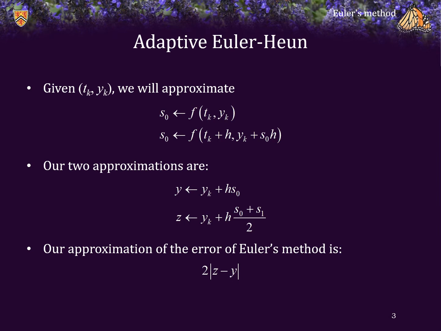Now, our approximation of the error of Euler's method will be twice the difference between these two approximations. Because, after all, if Euler is significantly worse than Heun's method, then the difference between Euler and Heun is probably pretty close to the distance between Euler's approximation and the actual solution. However, just to make sure, we're going to multiply that difference by 2. Consequently, we will overestimate, or at least we intend to overestimate, the error of Euler's method.